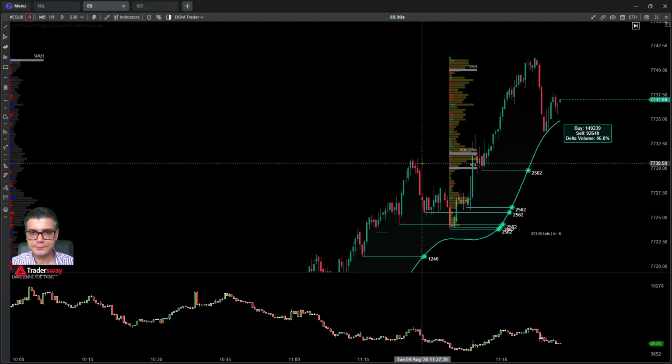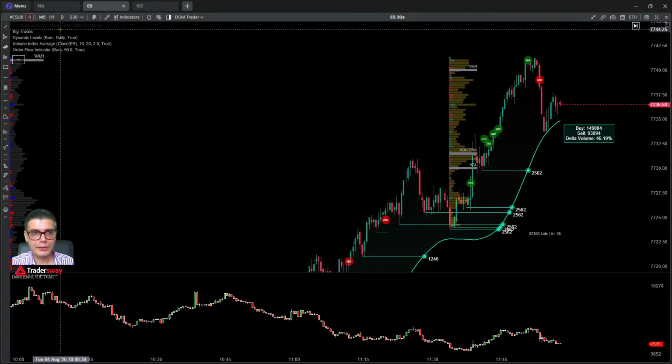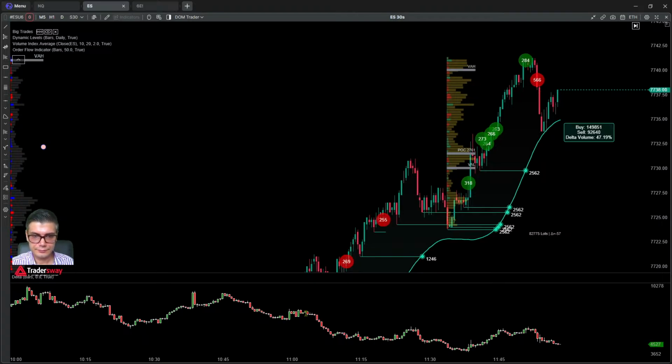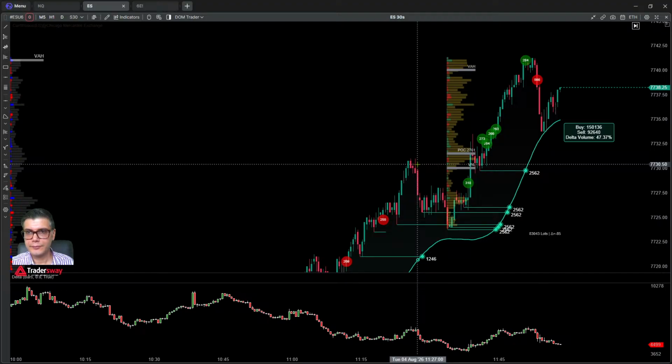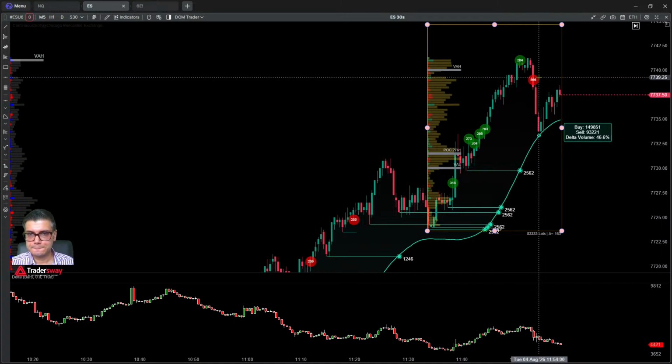Let's do the big trades slightly bigger. Let's see. Bit bigger. All right. Okay, 566 sell contracts in here. Let's see if they can defend it.